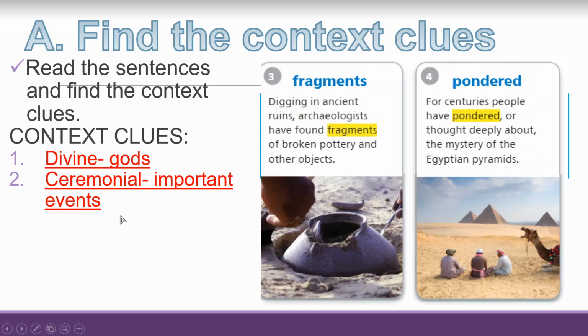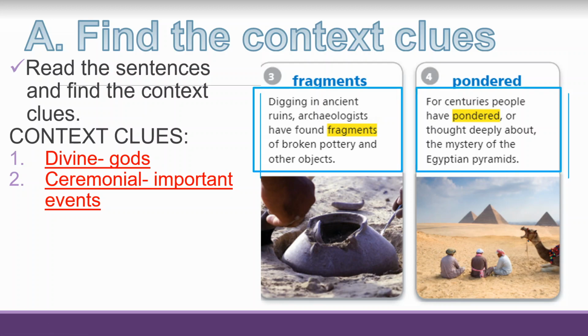Let's go to 3 and 4. Alright, fragments and pondered. Let's read. Digging in ancient ruins, archaeologists have found fragments of broken pottery and other objects. And number 4, pondered. For centuries, people have pondered or thought deeply about the mystery of the Egyptian pyramids. Alright? So, again, I want you to pause this video and find the context clues for number 3 and the context clues for number 4.